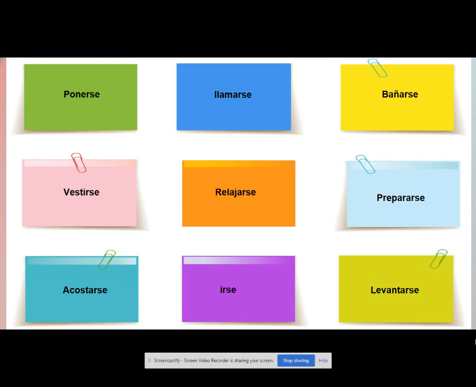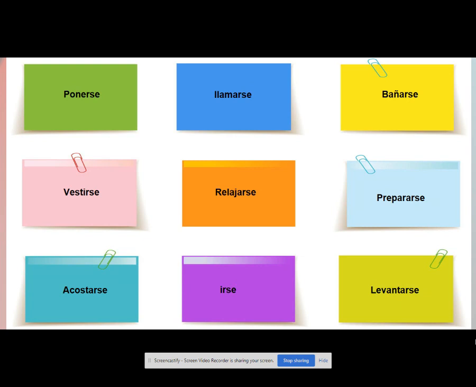Well, if you look at the screen, it just changed. Now we have these same verbs, but they have added a SE at the end of the verb. Now we have, instead of poner, we have ponerse. We have llamarse, bañarse, vestirse, and so on. All right, so when you're looking at these verbs, they are still in their regular infinitive form. They have not been changed or conjugated.